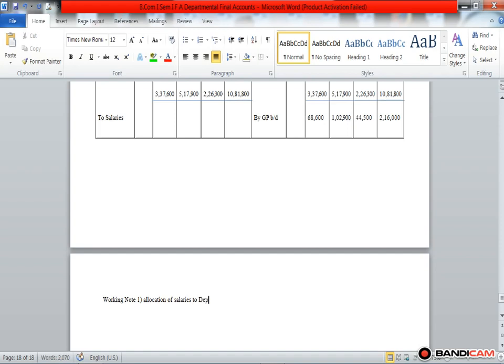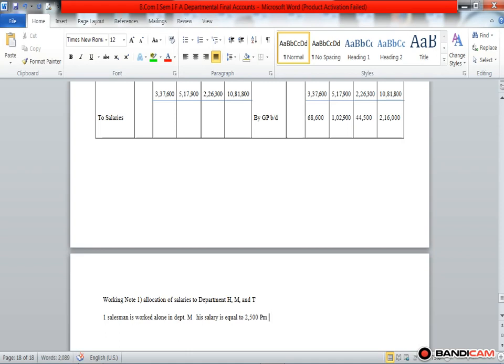to Department H, M and Department T. So here one salesman worked alone in Department M. So his salary is equal to, the salary for the salesman is rupees 2,500 per month.